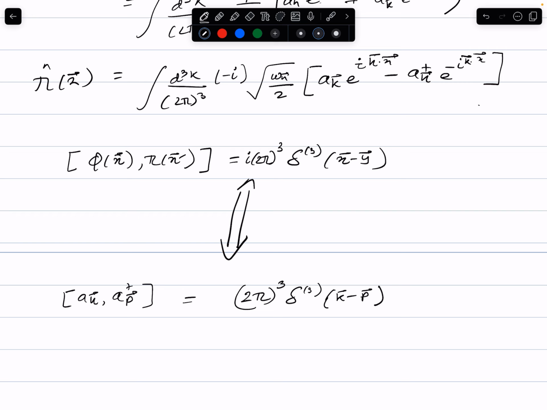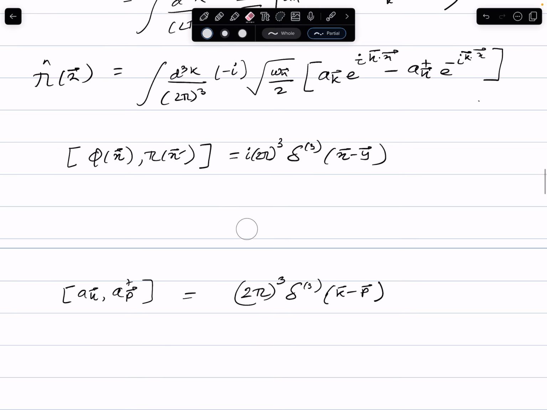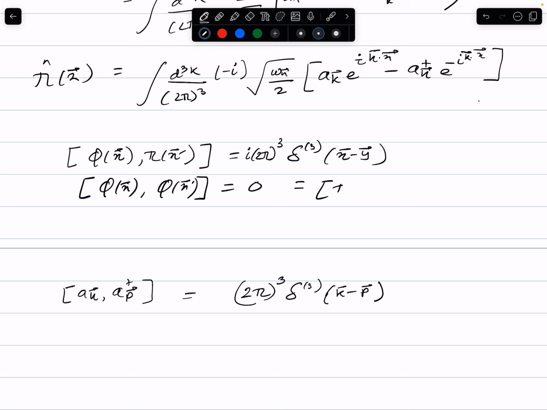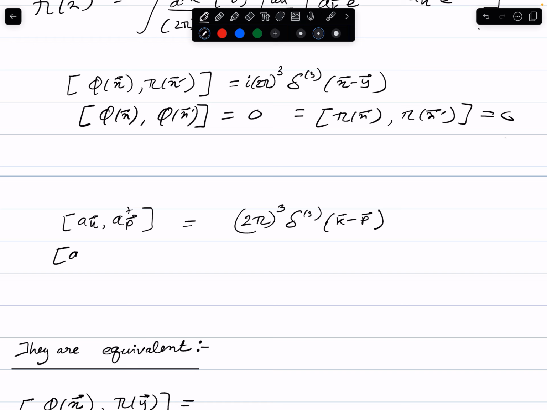Okay. So the commutation relations we have now in this longer method: the commutator of phi with phi is 0, and similar for pi. This commutes with itself always, and similarly these also commute always.